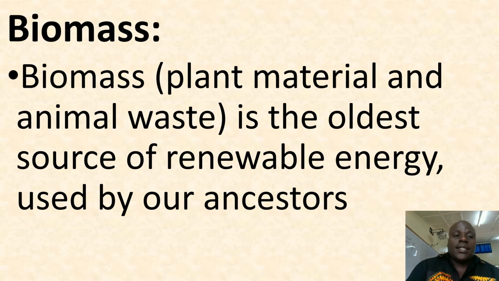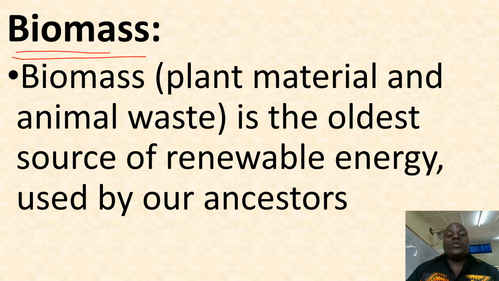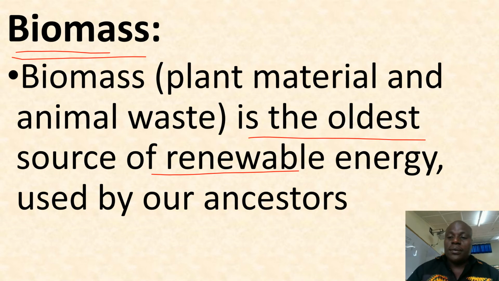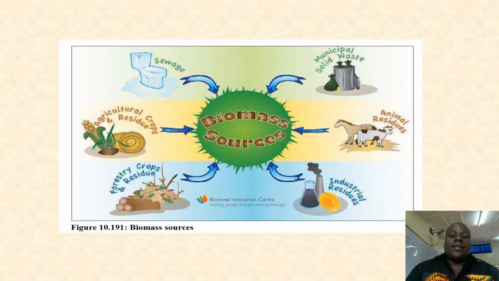Biomass. Biomass is another example of renewable energy. This is the oldest source of power, renewable energy, used by our ancestors in the form of firewood. This explains sources of biomass: from animal wastes, from plant residues, from sewage, from agricultural crops and residues, from residues in forests, everywhere.